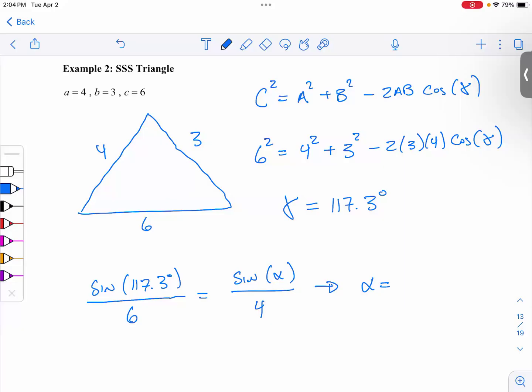And then we can find alpha. And similarly, beta. And looks like all my ratios are good. All right, it's pretty straightforward, right?